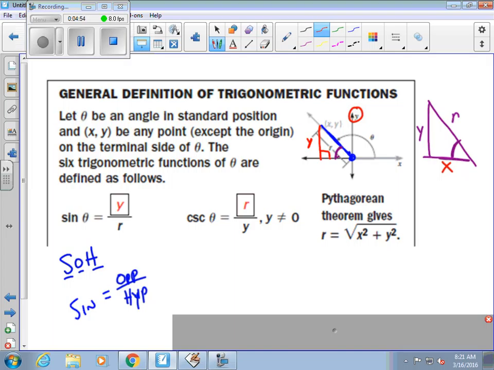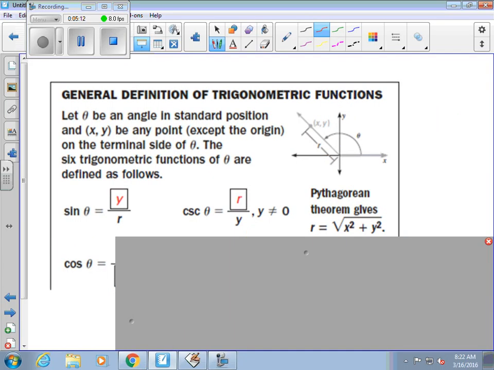For the cosecant, remember, cosecant pairs with sine. It's just the reciprocal. You just flip it. Instead of y over r, it's r over y. So we're going to do the same thing with the other ones.